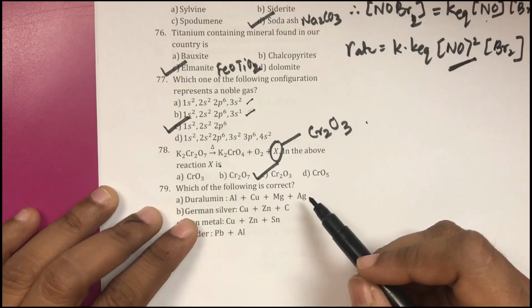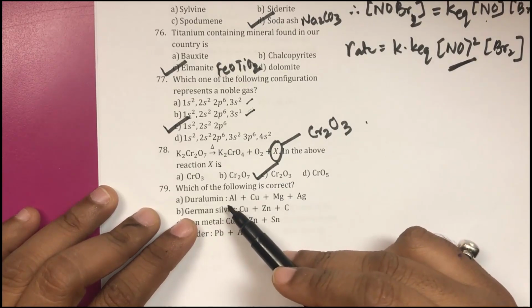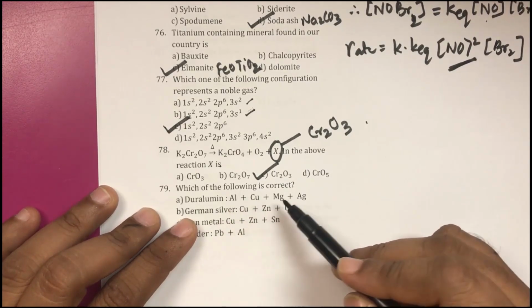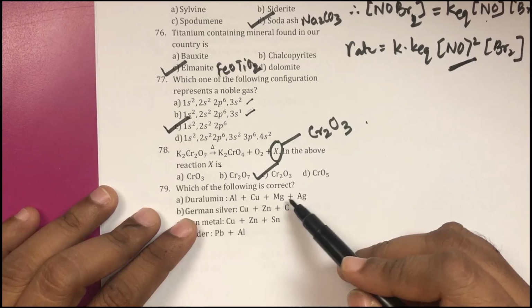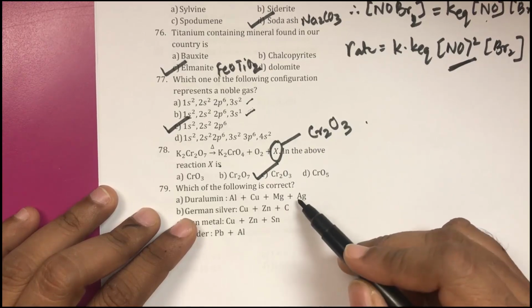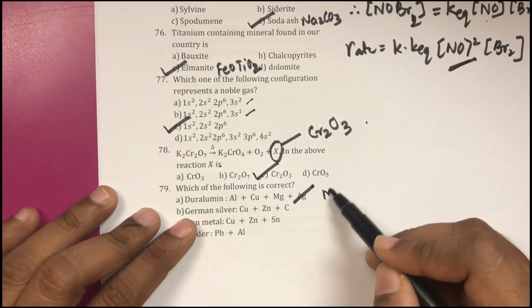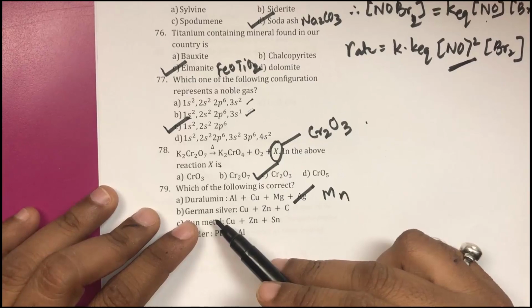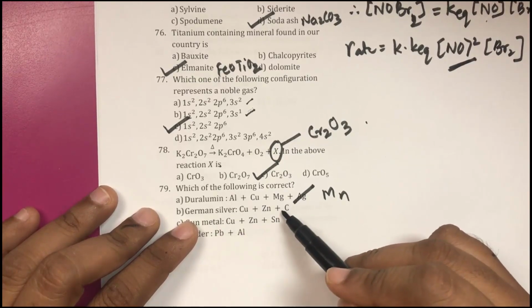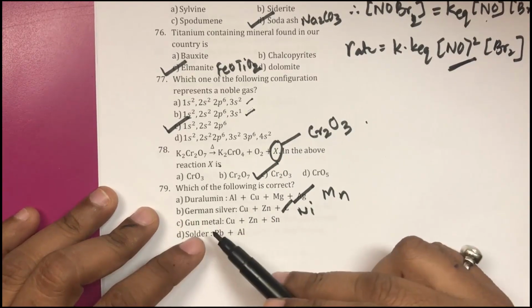Question number 79. Which of the following is correct? Duralumin is aluminium, copper, magnesium, and the last is given as silver, which is incorrect. It has to be Mn. German silver is copper, zinc, and generally nickel. So this is also incorrect.